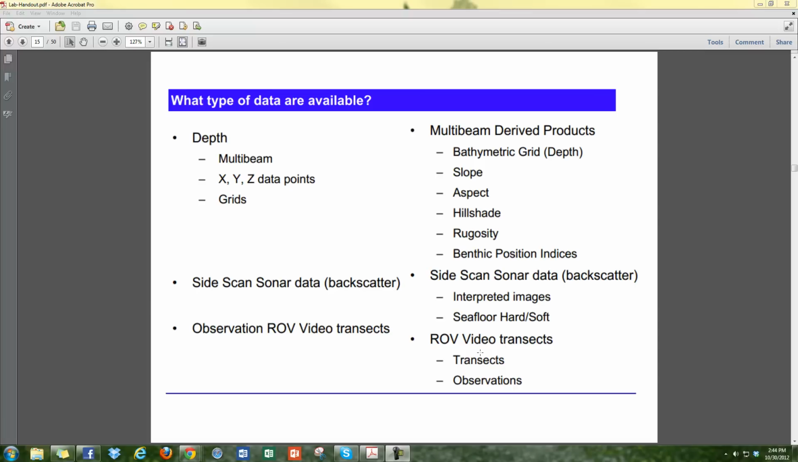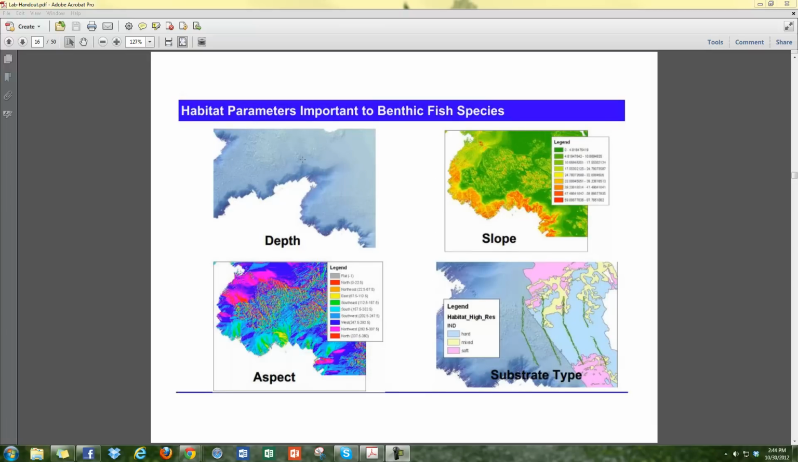This is our field work, but this is what we're going to be using in our computer models, the bathymetry grid depth. So here are our 4 different data sets: the depth, the slope, the aspect, which is the direction the slope faces, and then the substrate type: hard, mixed, and soft. These are the parameters we're going to use in our model.